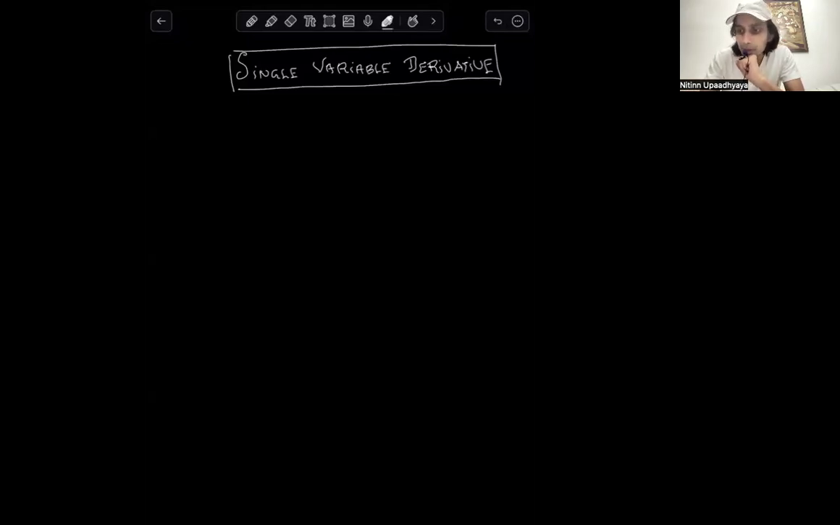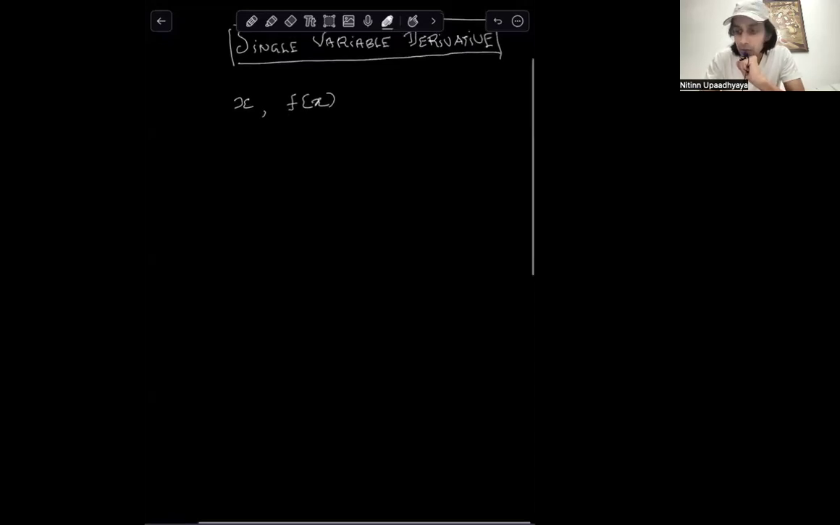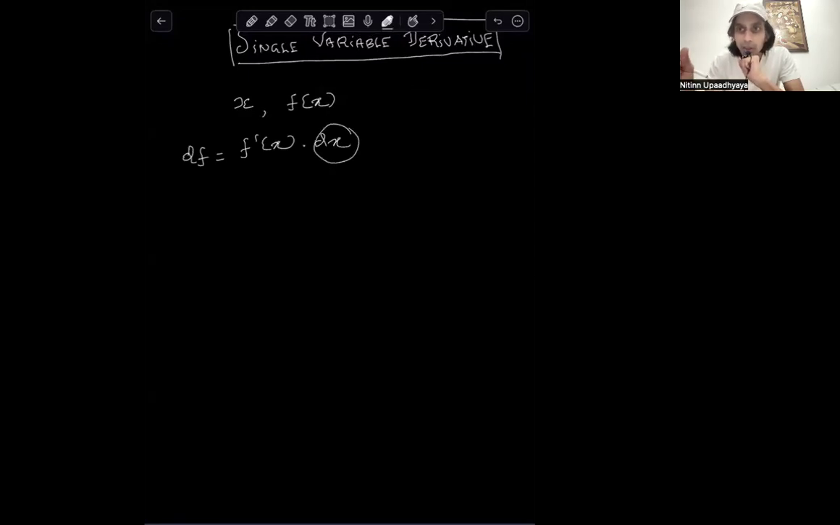So let's take a quick example. Let's say we have one independent variable, x, and we have a function f of x. A common notation for the derivative is f prime x. And the way we define it is that the change in the value of the function, which is df, is f prime x times dx. Here, dx is the small change which we induce in the value of the input, and df is the associated change in the value of the output. And f prime x is what we call the derivative of the function at the point x.